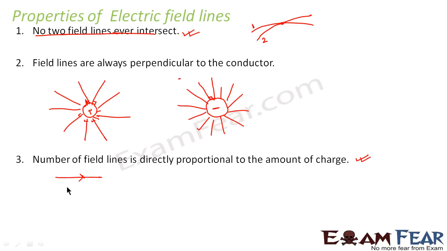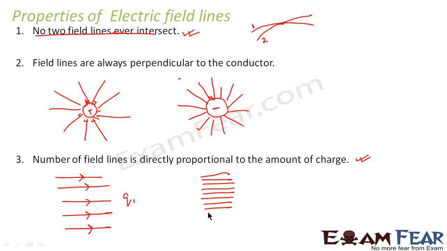Number of field lines is directly proportional to the amount of charge. That means, let us suppose if I represent the first scenario with these field lines, this represents some charge Q1. Now, if there are more field lines, that would mean that the charge Q2 is greater than the charge Q1. That means more number of lines means more amount of charge. So, number of lines is directly proportional to the amount of charge.